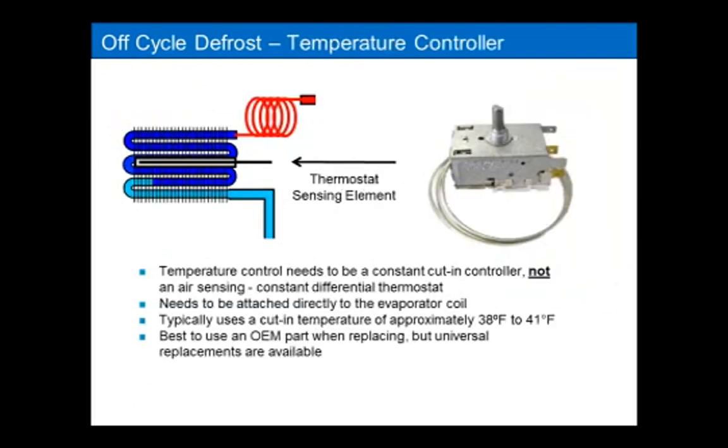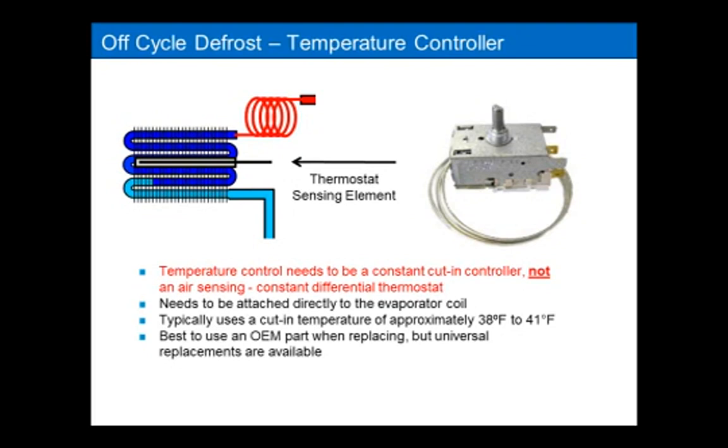So one of the two methods used to control temperature using this method is a temperature control. We can use temperature or pressure. One popular method is using a temperature control. And you need to think of this temperature control a little bit differently than you would think about a standard temperature controller, because it's not an air sensing temperature control. It's a coil sensing control, and it's designed to sense coil temperature.